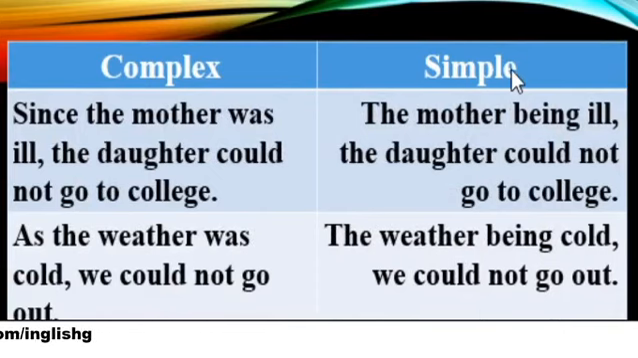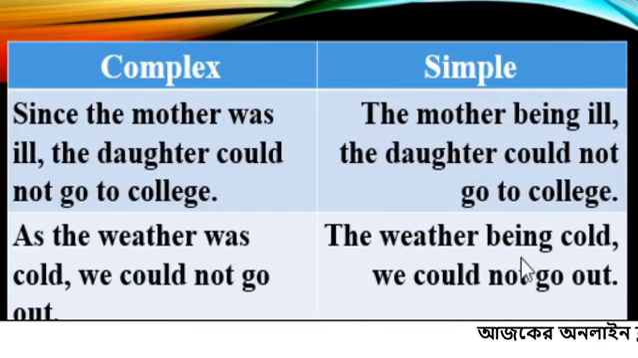Complex to simple. Since the mother was ill, the daughter could not go to college. In the simple sentence: the mother being ill, the daughter could not go to college. In example 2, as the weather was cold, we could not go out. In the simple sentence: the weather being cold, we could not go out.